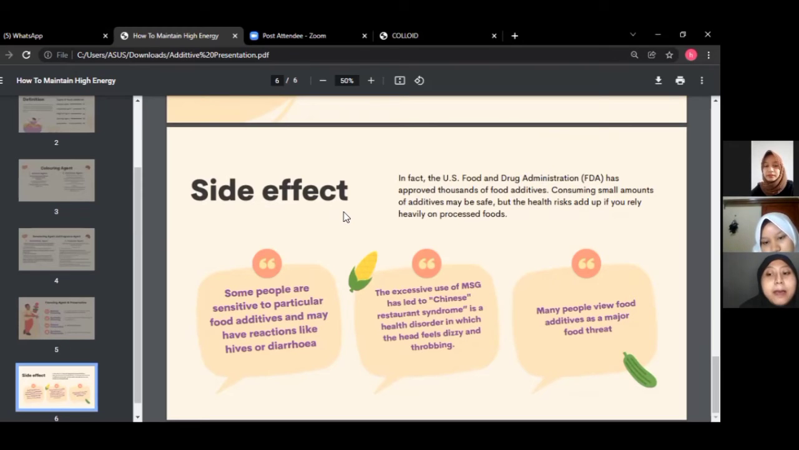And the last, many people view food additives as a major food threat. And the majority of preservatives used today are artificial rather than natural. Several of them are toxic, and several others have potentially life-threatening side effects. So, it is best to know what kind of additive is entering our body.